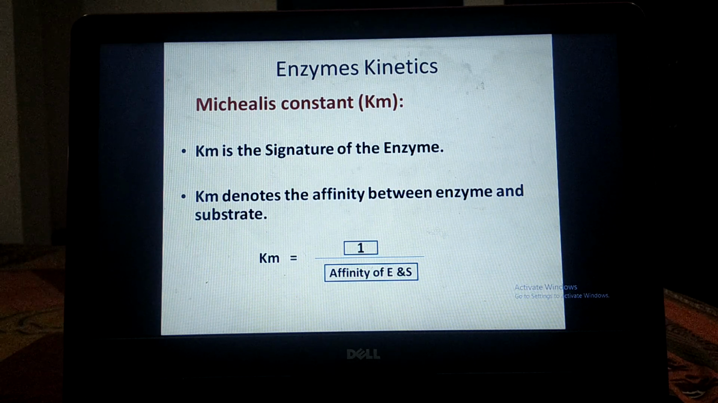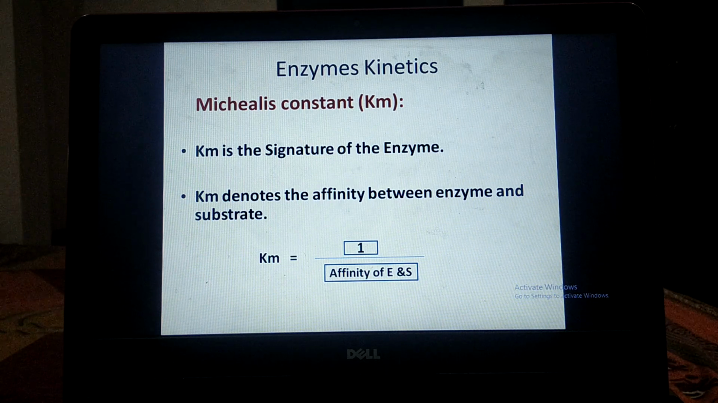Now another point is that Km denotes the affinity between enzyme and substrate. That means if the affinity between enzyme and substrate is high, Km is low. It is inversely proportional to the affinity between enzyme and substrate. And it is practically seen that when the affinity between enzyme and substrate is high, then they readily combine in the medium.